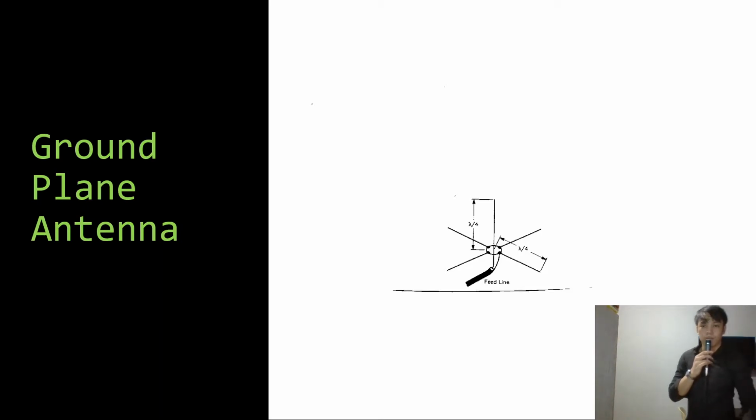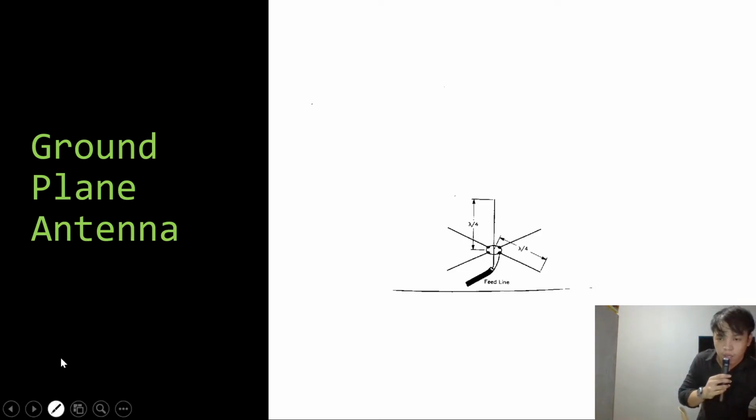So this is the basic principle of a ground plane antenna. As we can see here, a ground plane antenna has a feed line that is connected to the ground. And the angle of receiving signal is 1/4 times lambda.